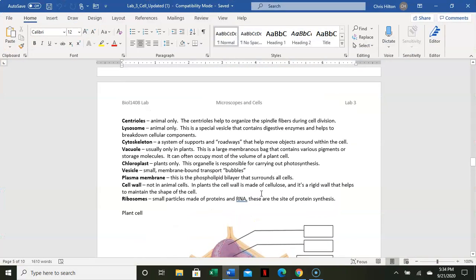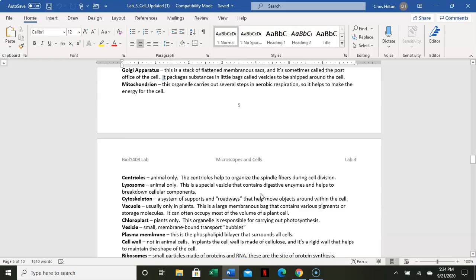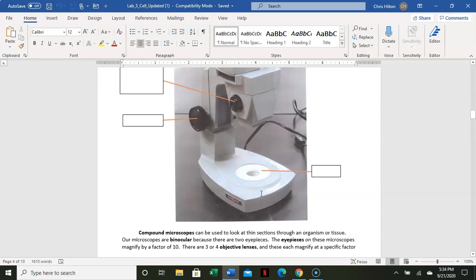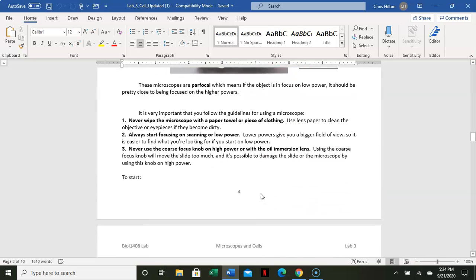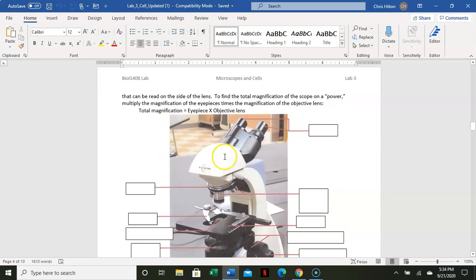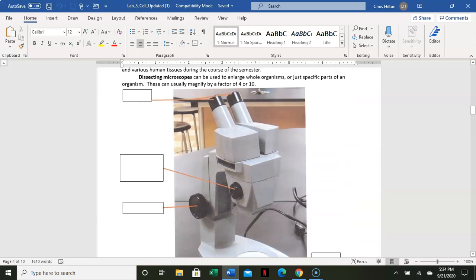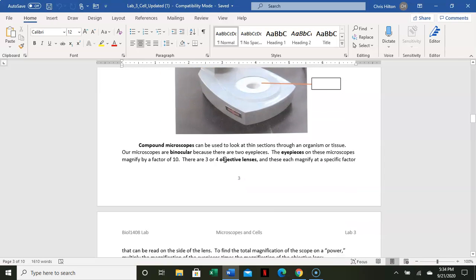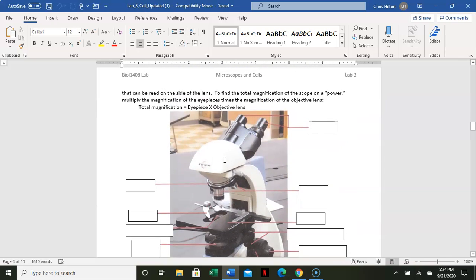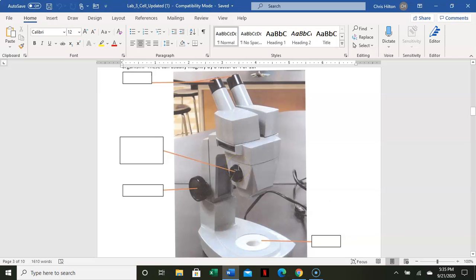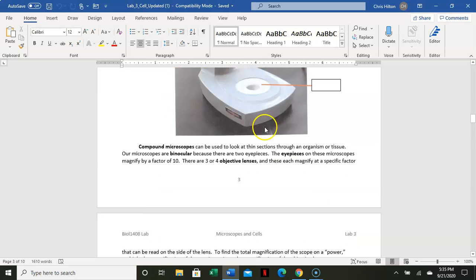Hello class. So for this video I'm going to go over the labeling for the microscopes and cells. I know for one of the labs we got through both microscopes, so you might want to skip forward a little bit, but I'm going to do these first and then we'll get into the cells. I'm going to start with the microscope we worked with and then get back to the dissecting one.